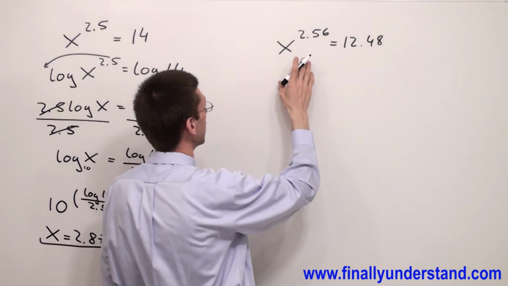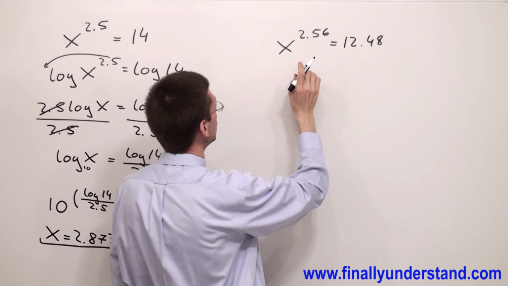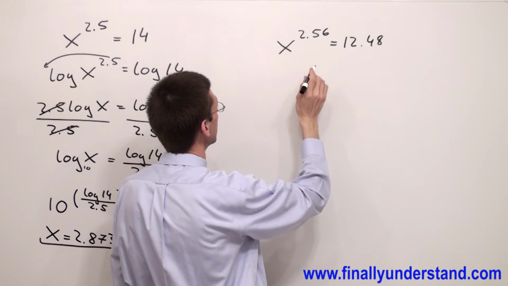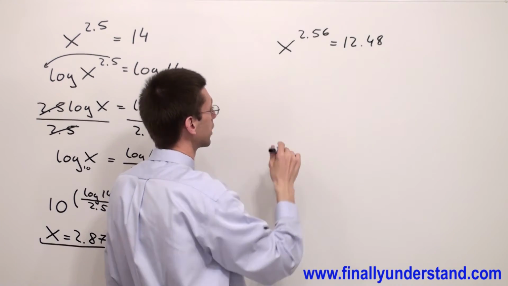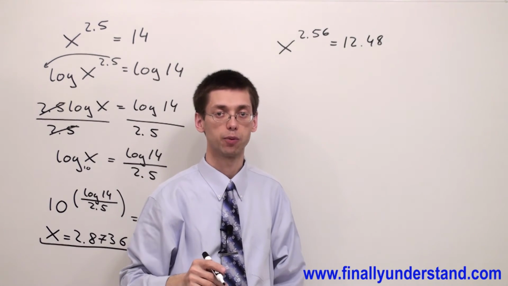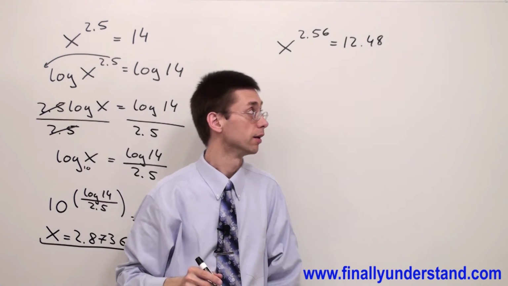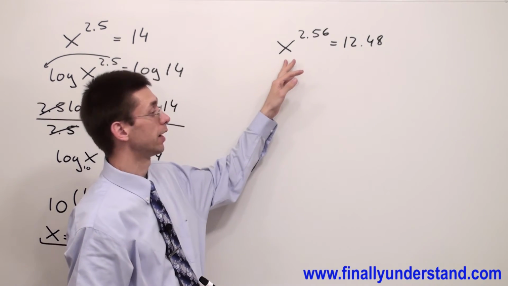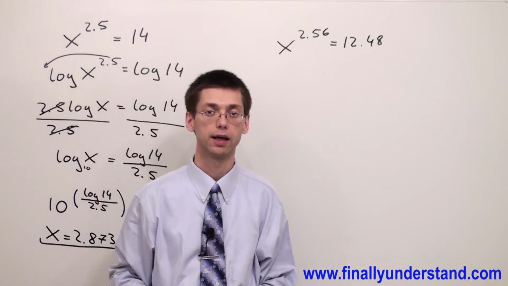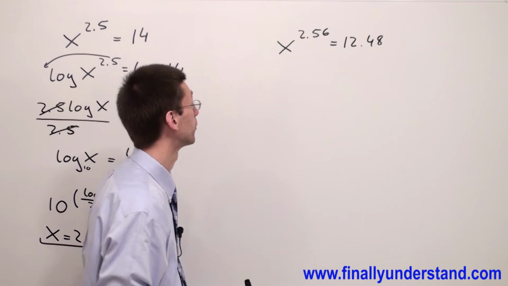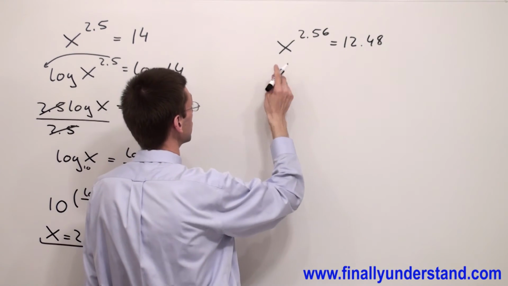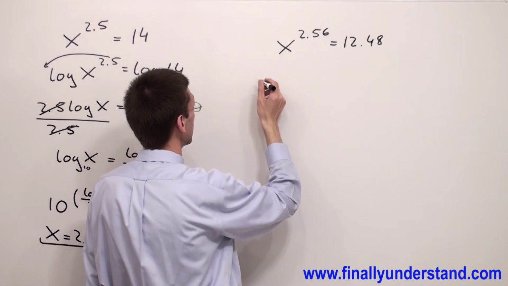Again, I'm supposed to apply the logarithm to both sides of the equation. You can apply the common log, or you can apply the natural log. Why? Because this base is different than 10 and different than e. So let's practice natural log.